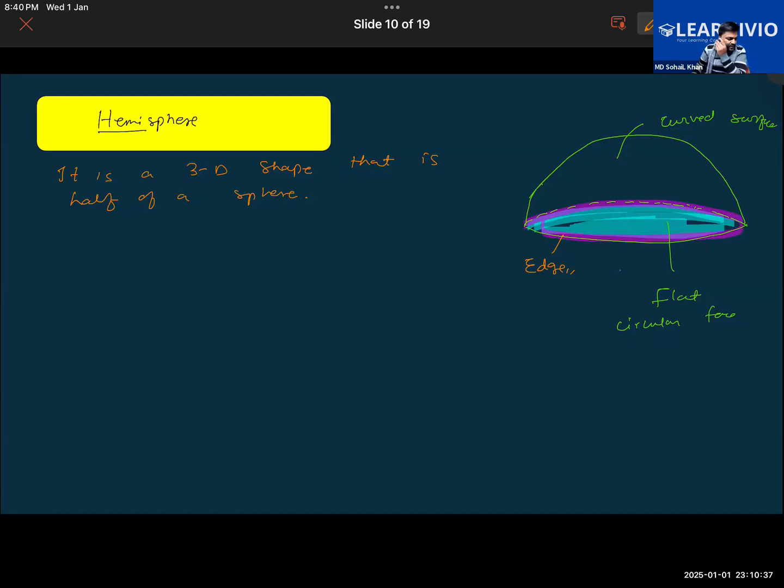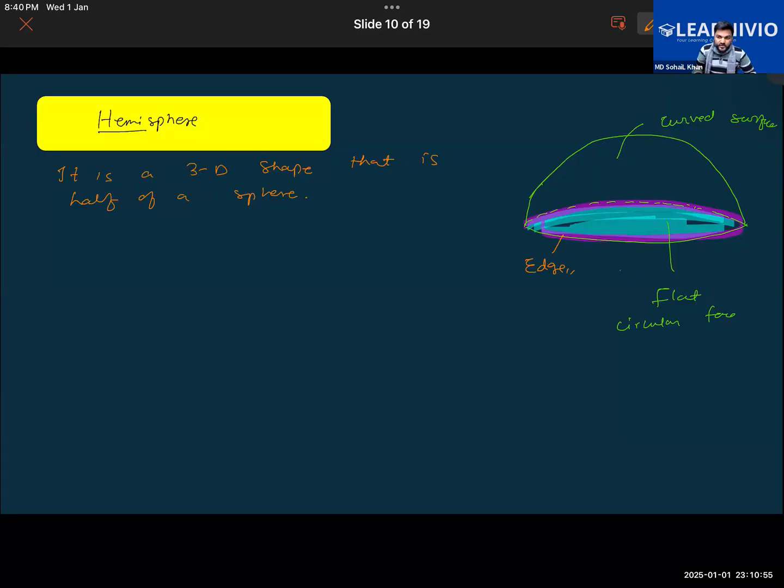12 edges. Earlier you said like 6 edges or 8 edges. So 12 edges are there. Faces, 6 faces are there. And vertex, 8. 8 vertex are there. Good. Okay.